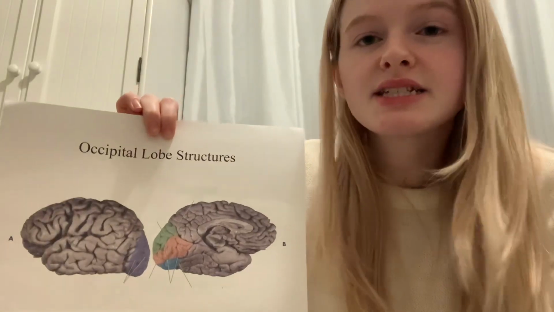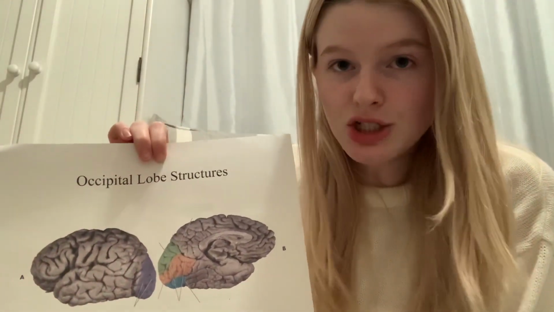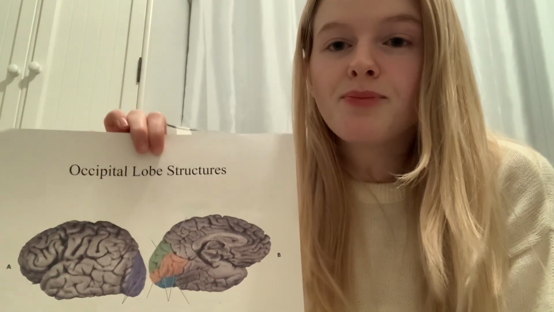And then the rest of it is considered the visual association cortex, which processes the visual information that you get from the primary visual cortex and organizes it into what you'll do with what you actually see.